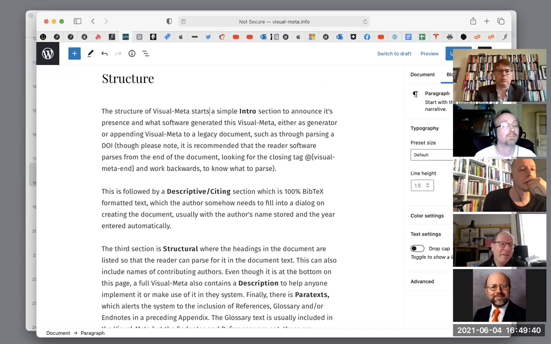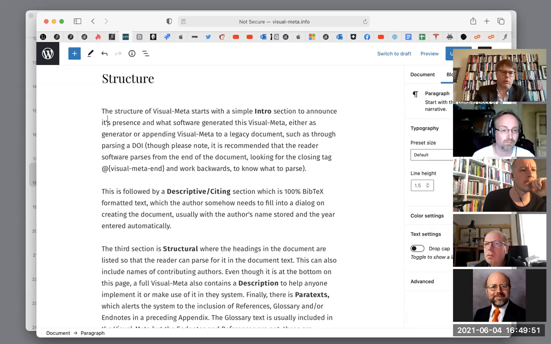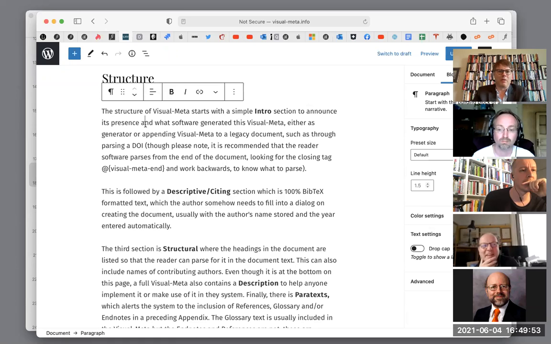So, the structure of Visual-Meta starts with a simple interjection to announce its presence. No apostrophe, it's a possessive. Yeah, you're possessive. Such as rehearsing a DOI.